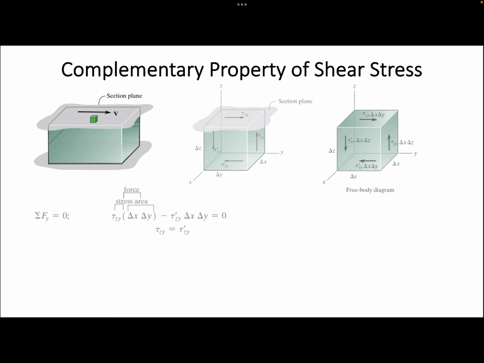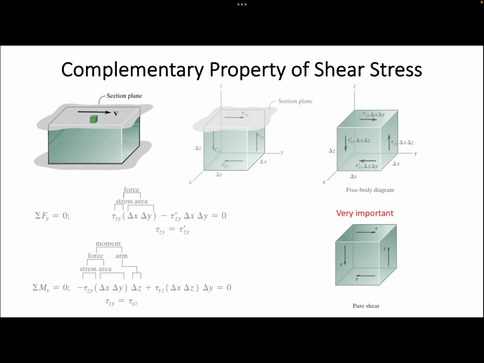Or by studying the equilibrium of moment about x-axis, we can see the relationship between the shear stress on two neighboring surfaces. The relationship can be summarized in this figure. We describe the complementary property of shear. This property is very important and we will use it later on to explain the relationship between the longitudinal and transverse shear in members subjected to twisting or bending.